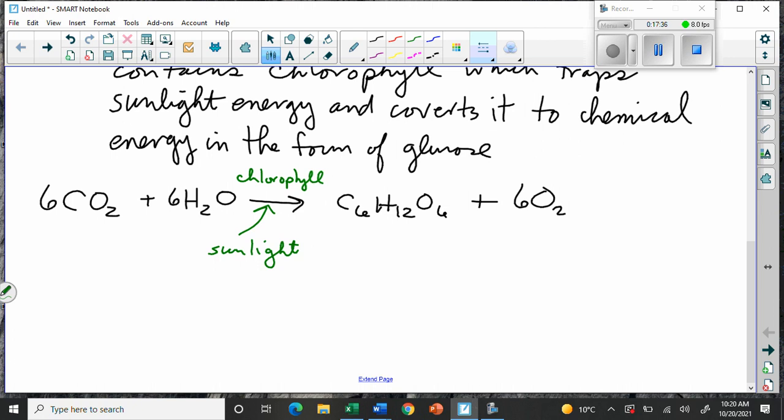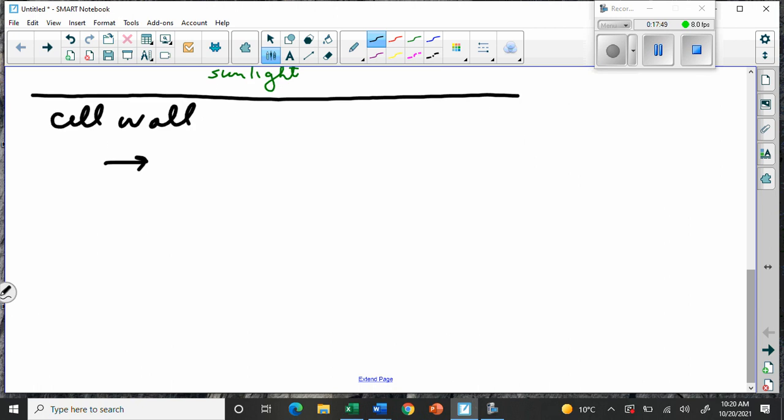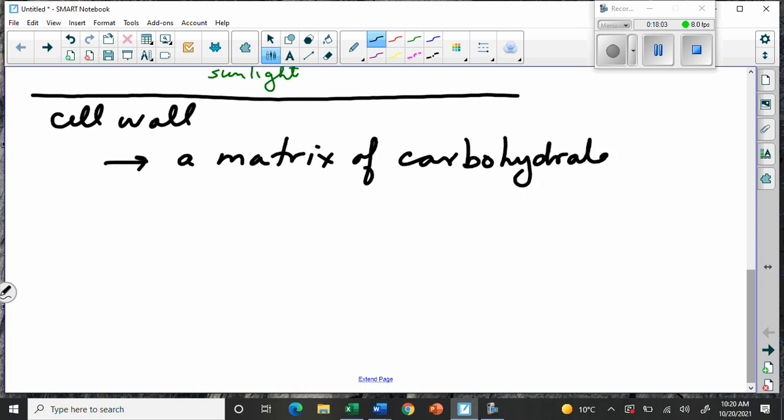The other thing that the plant cell has that the animal cell does not would be the cell wall. So the cell wall is basically, I'm going to say, a matrix of carbohydrate. Matrix of carbohydrate, right? Typically that carbohydrate is called cellulose, but not all cell walls have to have the same thing in them. Cellulose is one of the main components.